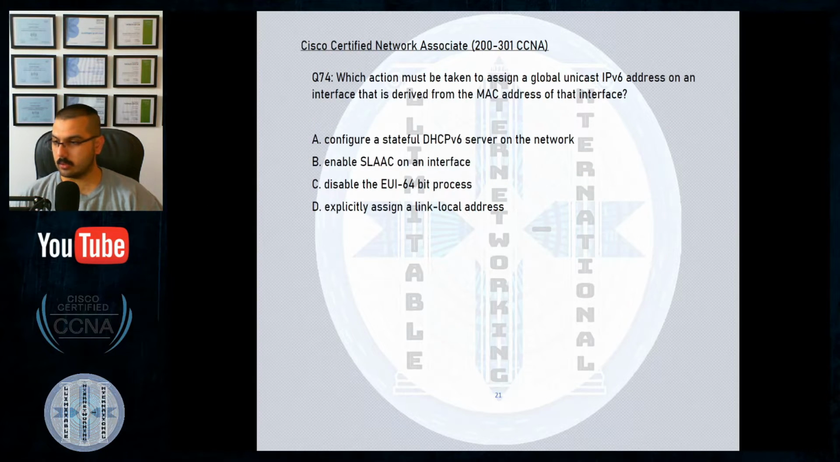Yeah. So 74. Which action must be taken to assign a global unicast IPv6 address to an interface that is derived from a MAC?